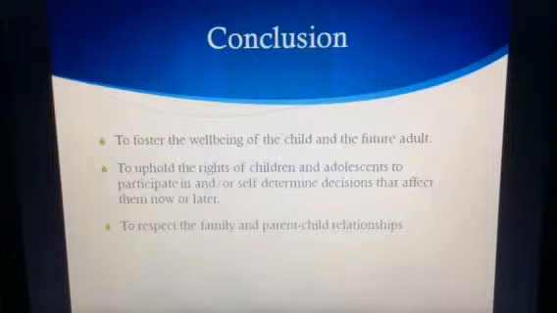So, to conclude, there are 3 leading ethical principles that have been highlighted by Weissman 2010 and can be applied to DSD and intersex infants and children. These are to foster the well-being of the child and future adult, to uphold the rights of children and adolescents to participate in and or self-determine decisions that affect them now and well into the future, and to respect the family and parent-child relationships along the way.